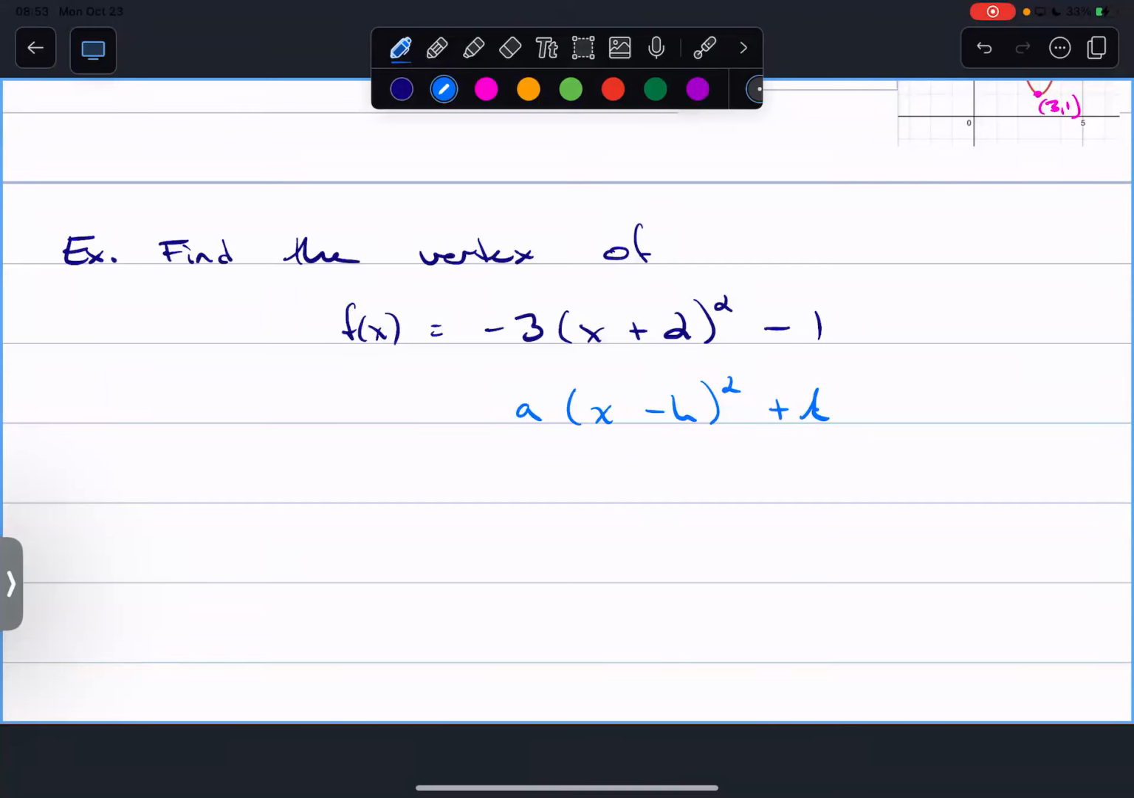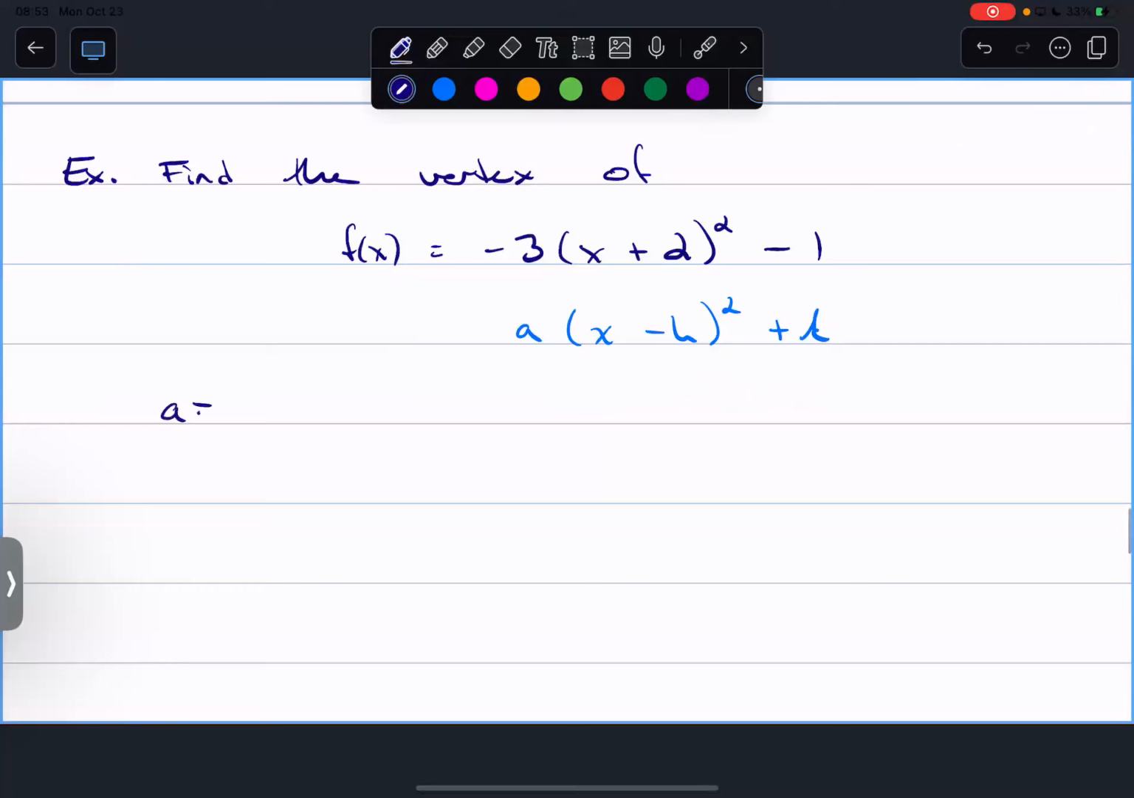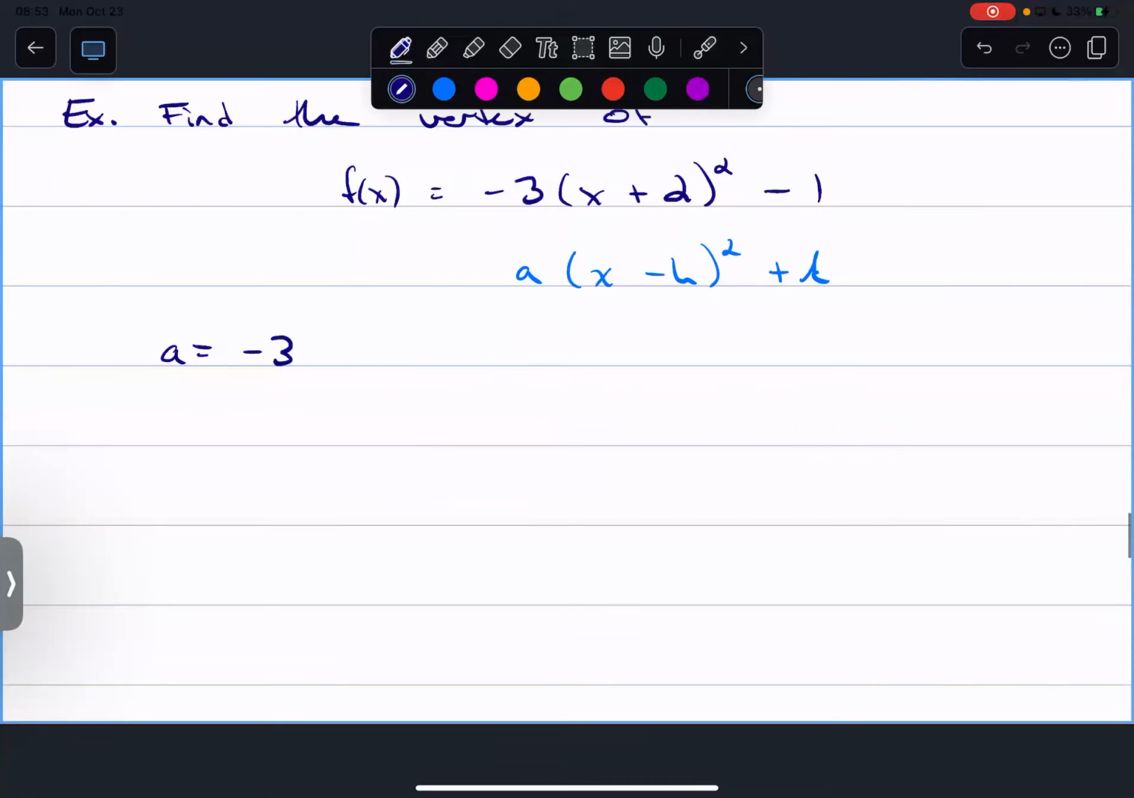And so we have a is equal to -3, which in our minds right now, it's a parabola facing down. And so the vertex is a maximum, right? But we're just asked to find the vertex. And so x minus h, but x plus 2 is equal to x minus h. If you wanted to, you could say x plus 2 is equal to x minus h and then solve for h. That's a surefire way to do it.